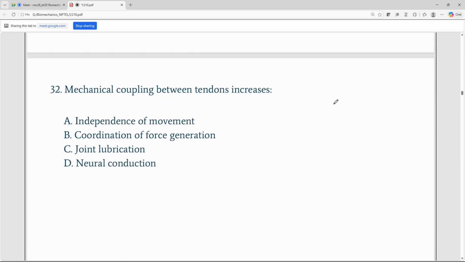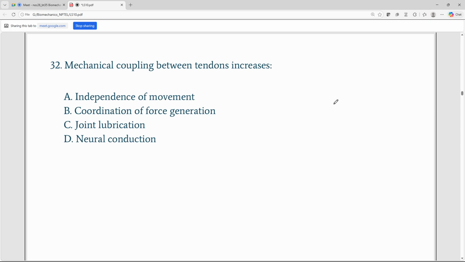Next question. The mechanical coupling between tendons increases which among the following? Options are: option A, independence of movement; option B, coordination of force generation; option C, joint lubrication; option D, neural conduction.